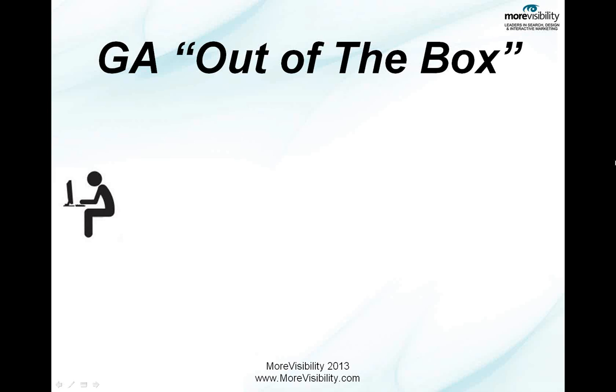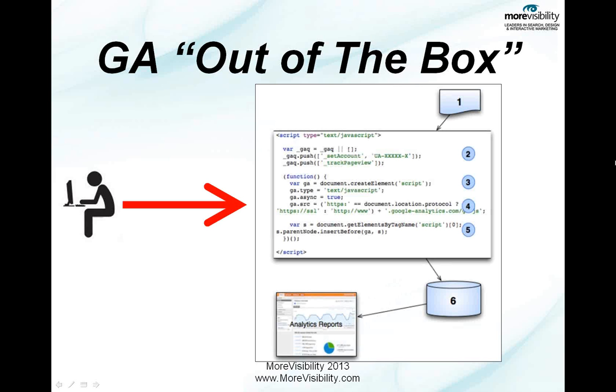And by out of the box, I mean if you take that snippet of code that Google Analytics gives you and just put that on your website, and that's all you do. So let's just talk about how that works really quickly. When a visitor comes to your website, basically that analytics JavaScript is where all the magic happens, and that's denoted there in box 1.